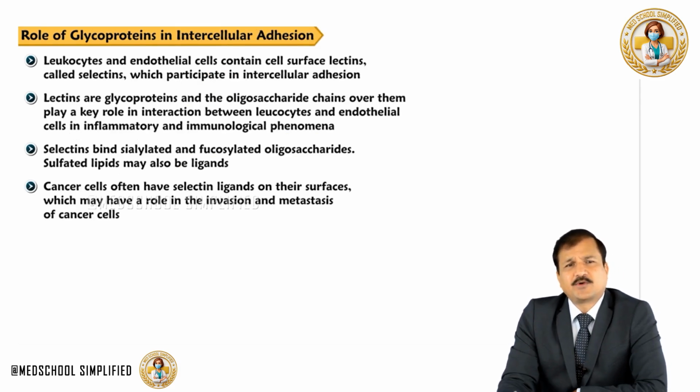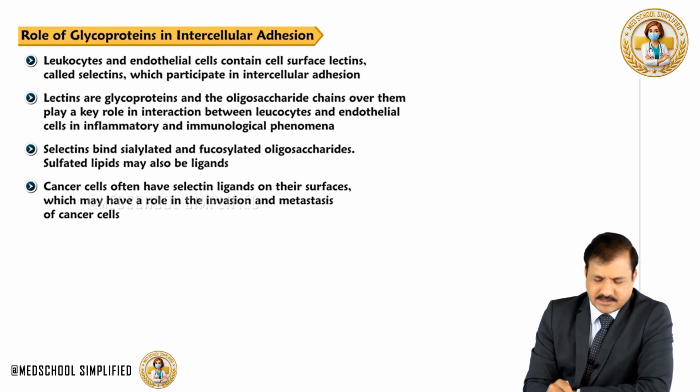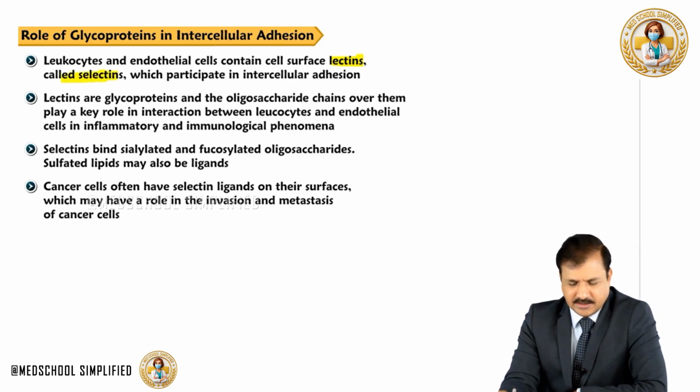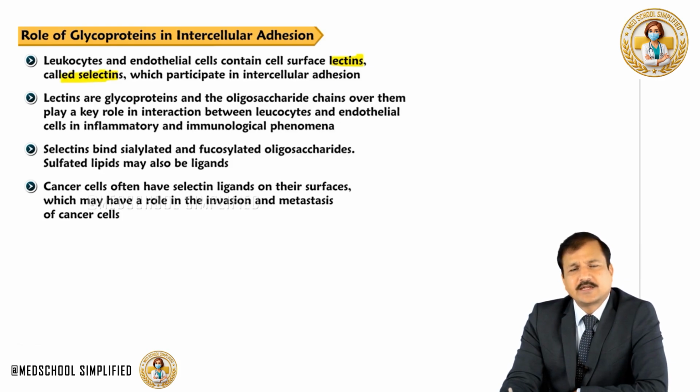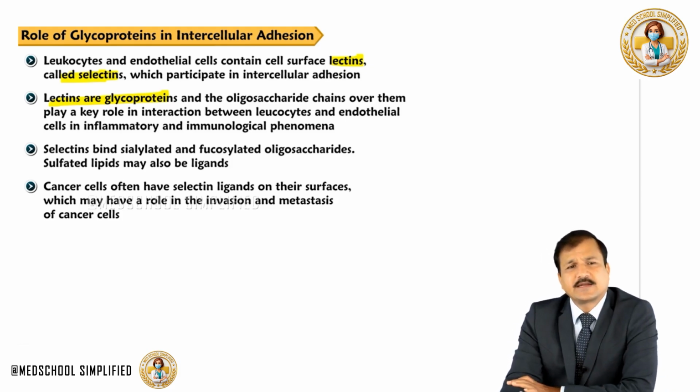Now, there is a role of glycoproteins in intercellular adhesion. Leukocytes and endothelial cells contain cell surface lectins called selectins, which participate in intercellular adhesion. Lectins are glycoproteins, and the oligosaccharide chains present over them play a key role in the interaction between leukocytes and endothelial cells in inflammatory and immunological phenomena. Selectins bind with sialylated and fucosylated oligosaccharides, and sulfated lipids may also bind with the ligands.